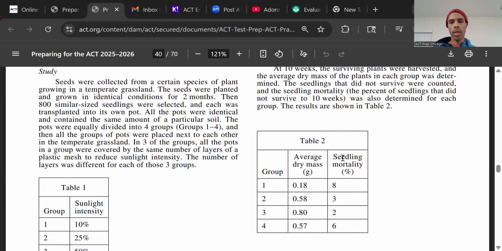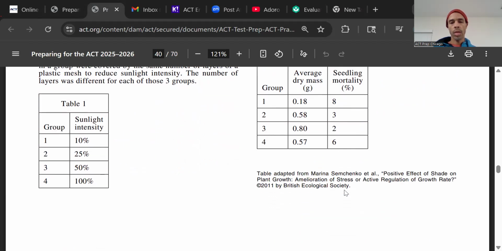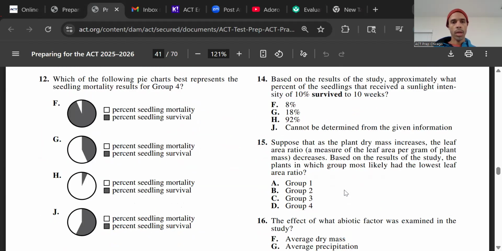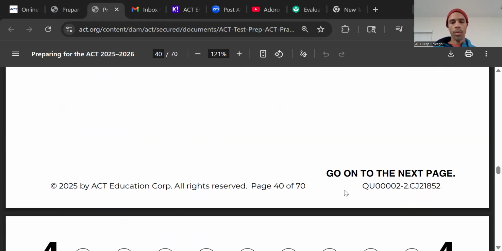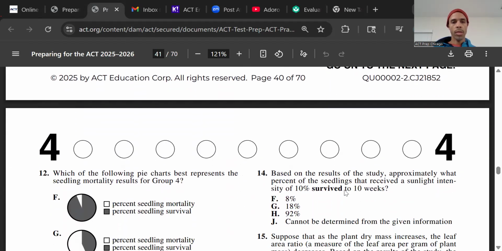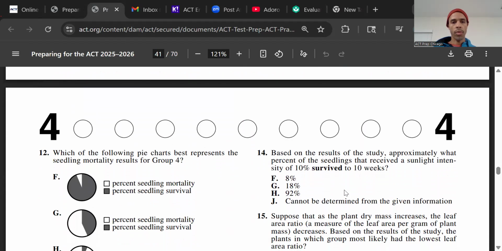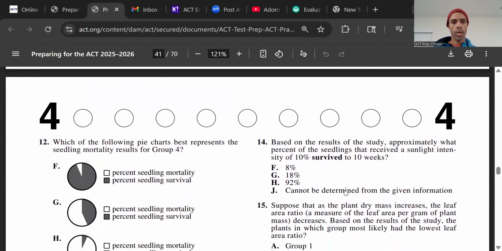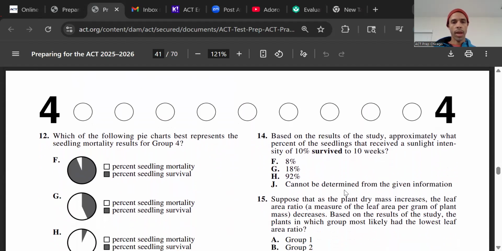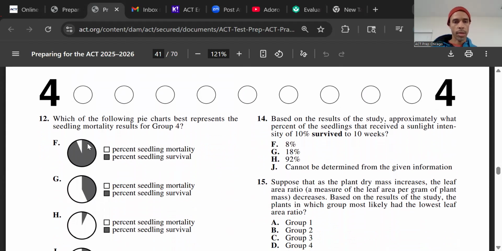Seedling mortality here, group 4 there, that's 6%. All right, what am I looking for about that? Which of the following pie charts represents the seedling mortality results for group 4? Seedling mortality. Yeah, looks like this is 6%.